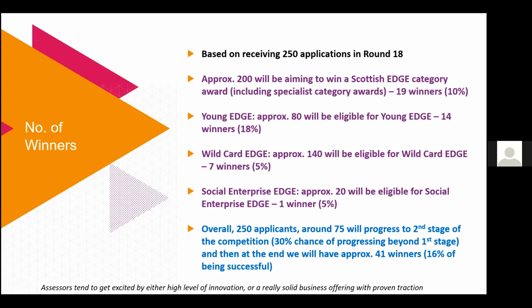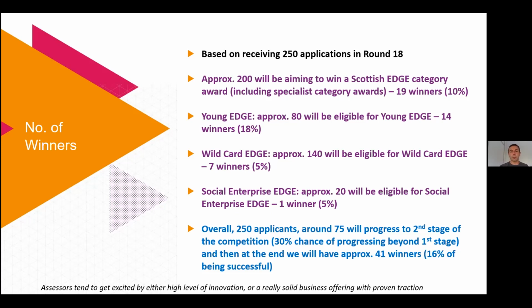So if we get 250 applications, we think around 200 of them will be eligible for Scottish Edge. And what we mean by that is, we might get some applications that will come in and say, right, we only want to focus on Young Edge and Wildcard Edge, and we're only going to apply for £10,000 or £15,000. So that's all we're applying for. The assessors will know that we're only going for a smaller amount, so we only want to focus on Young Edge or Wildcard, wherever the eligibility lies. So we might get around 50 of that.